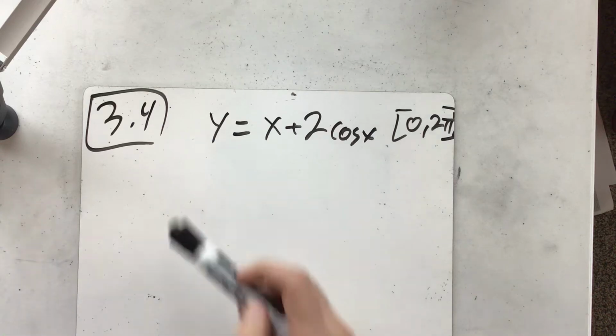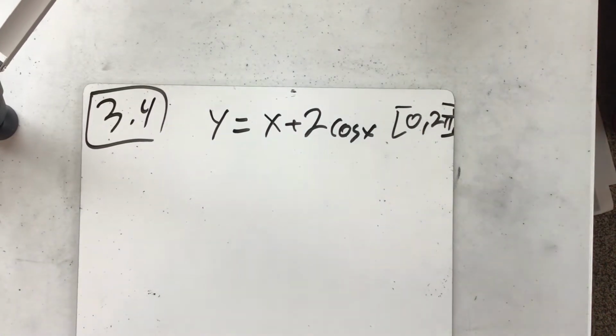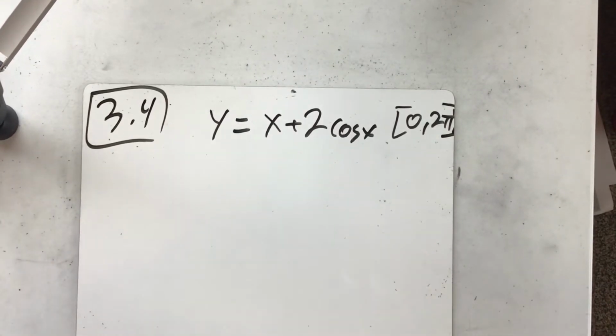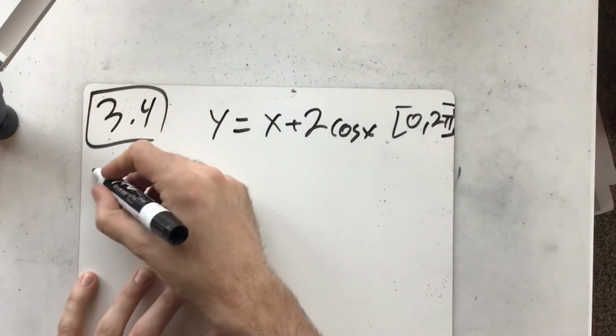Time for 3.4. This time I labeled it correctly. 3.3 I labeled incorrectly. But we get to do some trig functions this time. So I know trig is a challenge for some of you, but the trig isn't super impossible, and we can tackle it. Okay, so we're going to follow the exact same steps that we've done before.